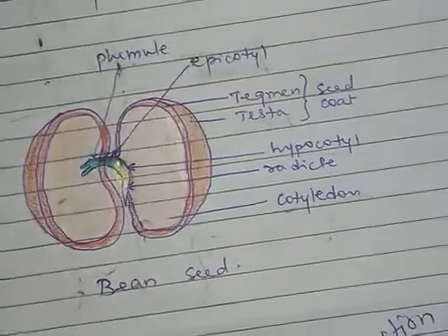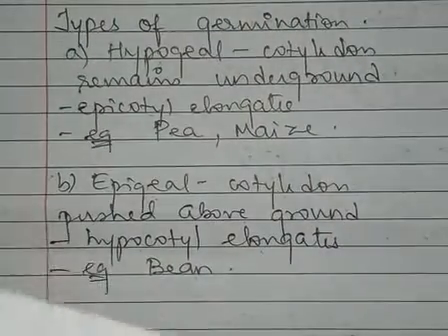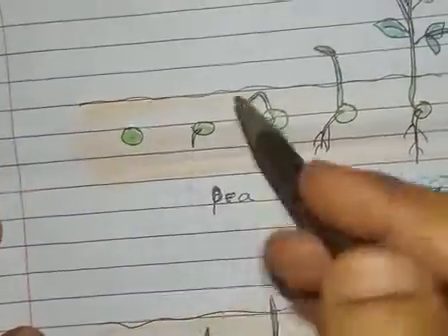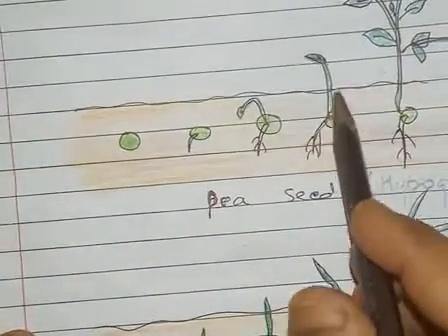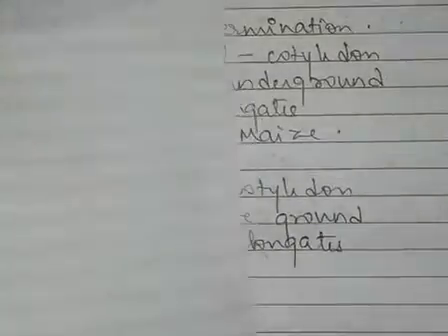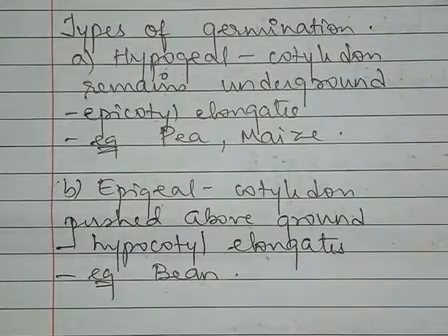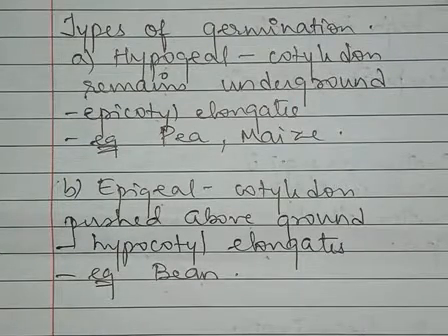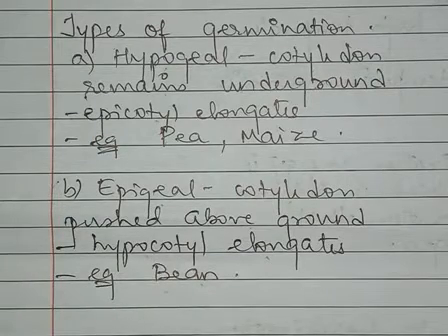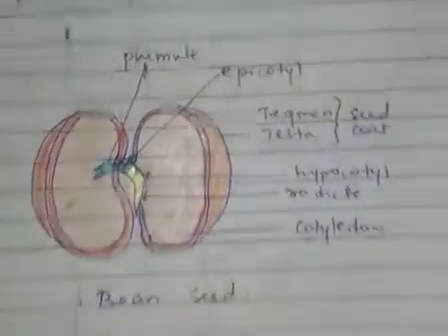If I want to show you, just a minute. Here you can see that the cotyledon remains under the soil, the epicotyl elongates and it comes out. Okay, so that type of germination is called hypogeal germination. Cotyledon remains under the soil and epicotyl elongates. That type of germination is called hypogeal germination.